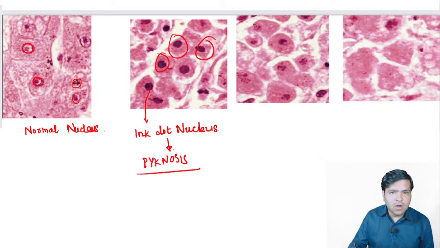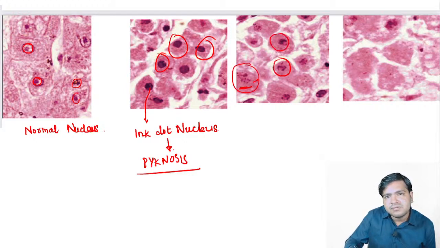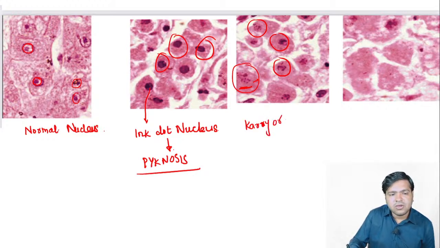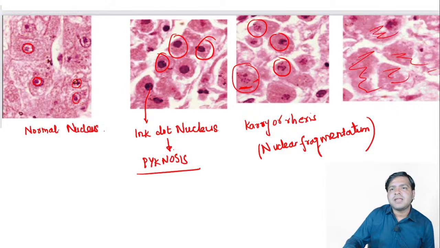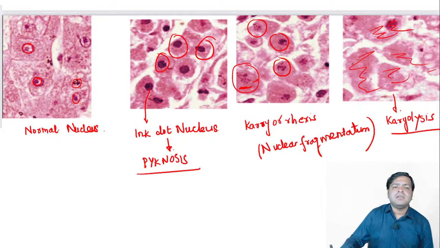Apart from that, you can encounter the nuclear fragments over here. The nucleus is breaking down into pieces. So we have karyorrhexis, that is the nuclear fragmentation. And ultimately, at last, everything is dissolved. That is the complete breakdown of the nucleus, that is karyolysis.